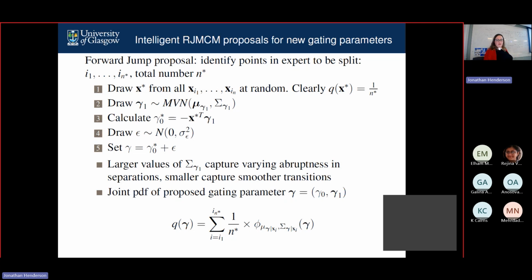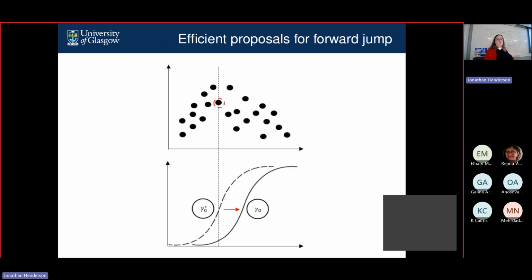Then you can define the joint PDF of the proposal here. So what's happening is, I've got a set of observations belonging to a particular expert. I randomly propose a single point from those. Here I've been really lucky.